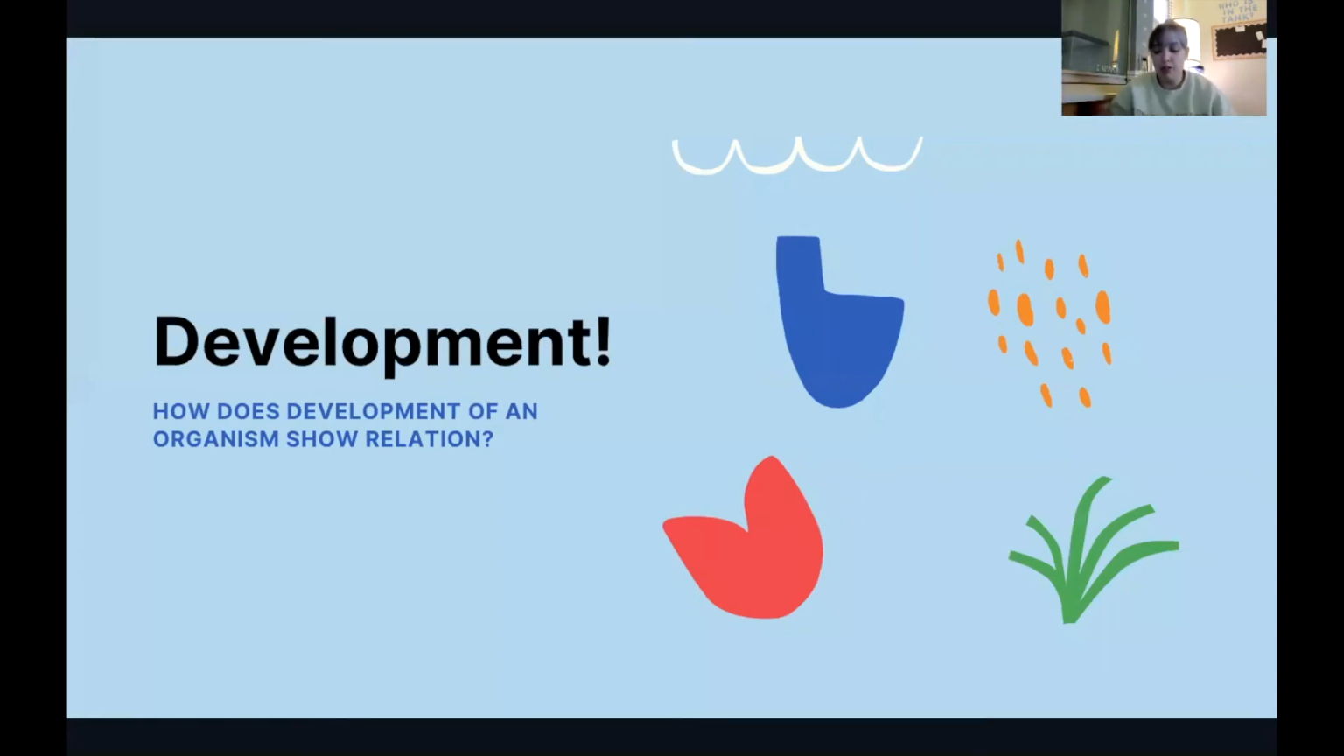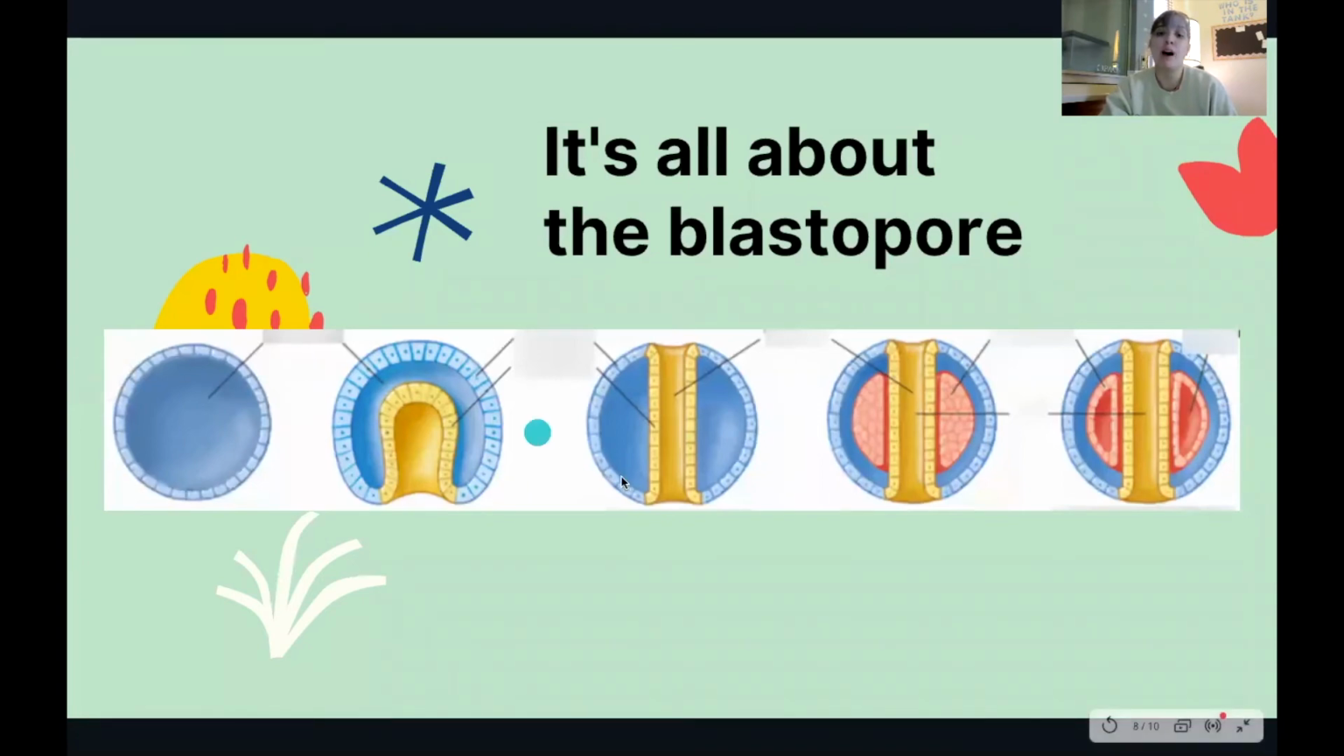Okay, so now we're on to the things that we've been talking about in terms of coeloms. So going back to our embryonic development and thinking about how organisms evolve, we're going to look at how organisms can show relationship. So it's all about the blastopore. The blastopore is a hole from the splitting of the cells. So when your first fertilized egg, that one cell divides into 2 cells, divides into 4, divides into 8, divides into 16, 32, keeps going and going until it forms a ball of cells.